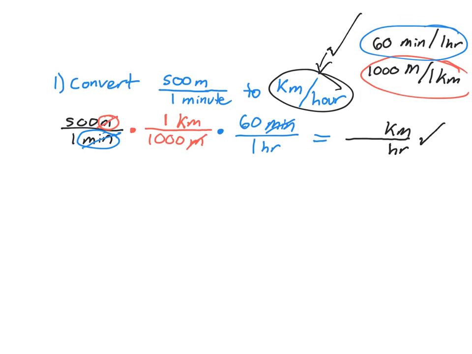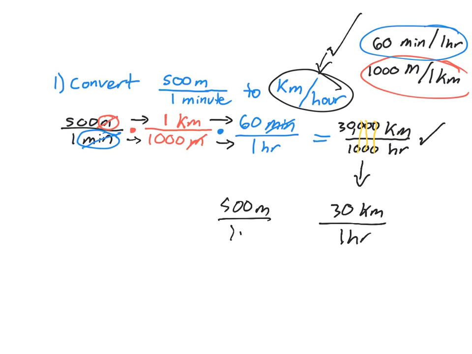And just with any fraction problem, when we're multiplying fractions, we multiply everything on the top. So 500 times 60, 5 times 6 is 30, and then you just add your zeros. So we have 30,000 kilometers. And on the bottom, 1 times 1,000 times 1 is 1,000 hours. So here we have 30,000 kilometers per 1 hour. And again, we always simplify our fraction. Luckily, it's easy to do that here because we can just cancel out our zeros. And we're left with 30 kilometers per 1 hour. So 500 meters per 1 minute is equal to 30 kilometers per hour.